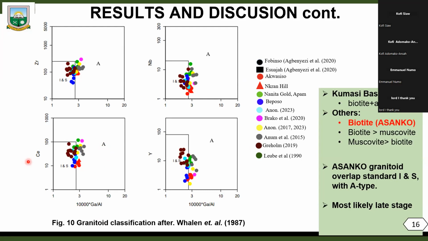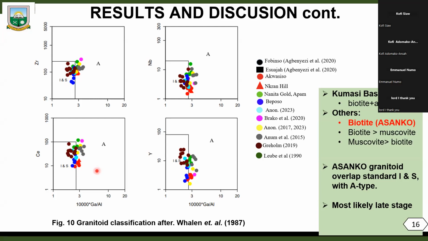So plotting these data sets on Wallen et al., we see various granitoid data plotted on this diagram. We see the Asanko ones are the reddish in color. In fact, most of the granitoids in Ghana are straddling between the I and S type granitoids and the A type granitoids.